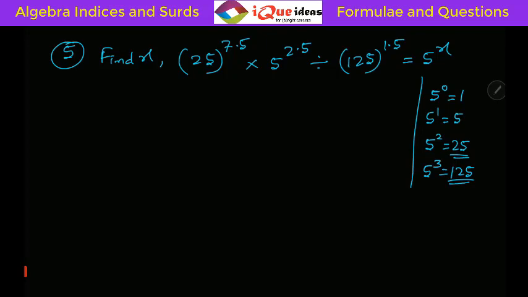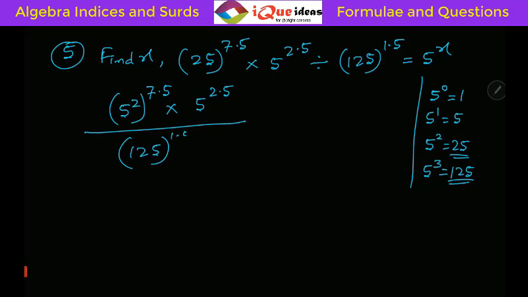So let's use that. On the left hand side, we will have 25 can be written as 5 square to the power 7.5 into 5 to the power 2.5. Now this division can be taken like this, divide by 125 to the power 1.5. Okay. So this is equal to 5 to the power x.